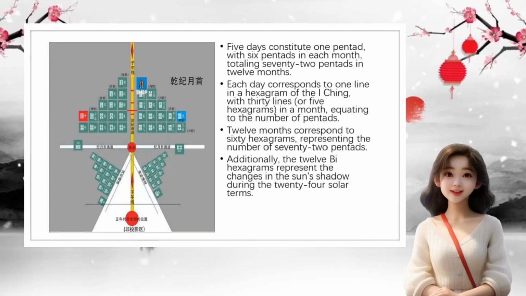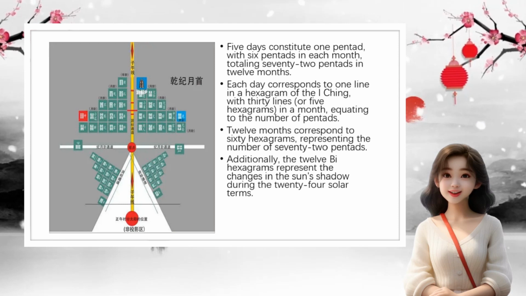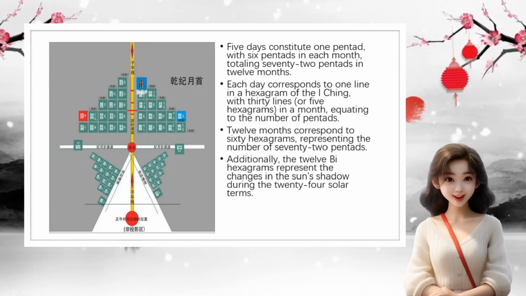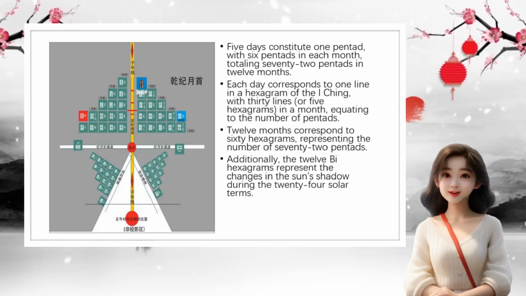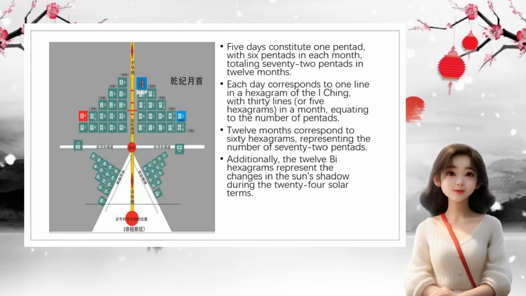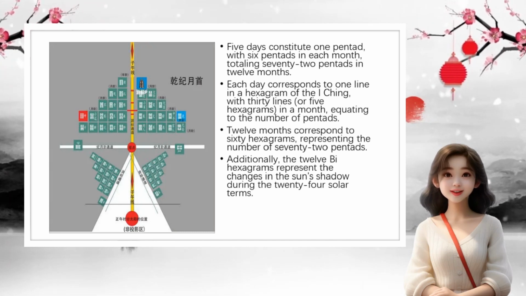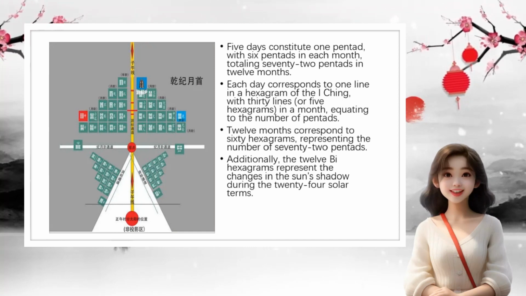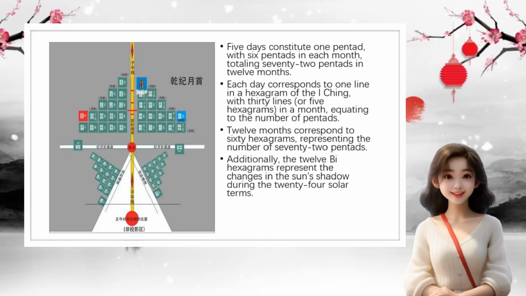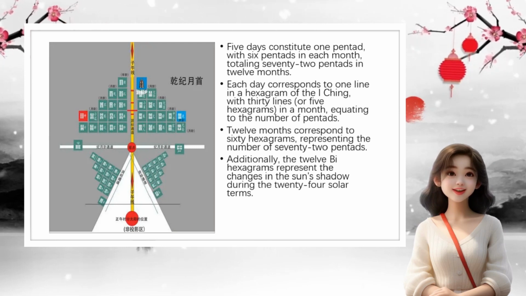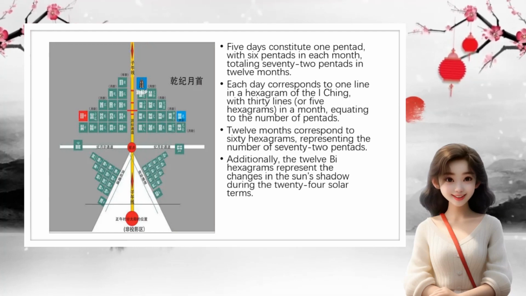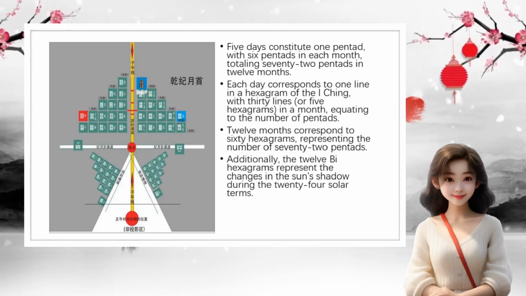5 days constitute one pentad, with 6 pentads in each month, totaling 72 pentads in 12 months. Each day corresponds to 1 line in the hexagram of the I Ching, with 30 lines, or 5 hexagrams, in a month, equating to the number of pentads. 12 months correspond to 60 hexagrams, representing the number of 72 pentads. Additionally, the 12 bihexagrams represent the changes in the sun's shadow during the 24 solar terms.